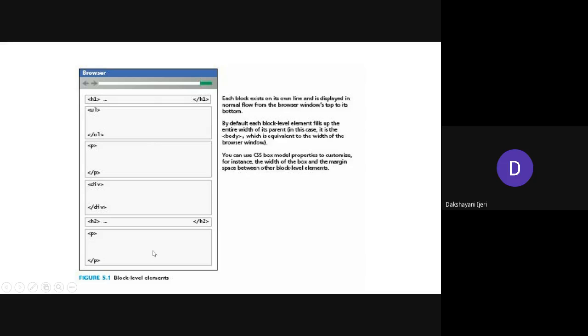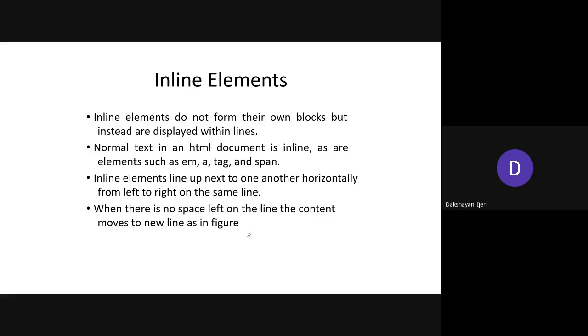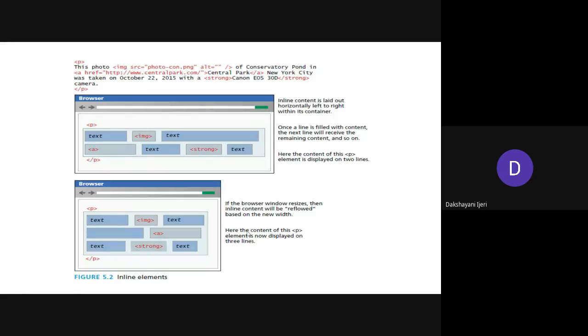So by default, they are going to appear one after the other, which is termed as block level elements, right? Similarly, the inline elements. In this example, if you look at the code, within the paragraph you have used the image element, you have put a text over here, and you have used the strong element, right?